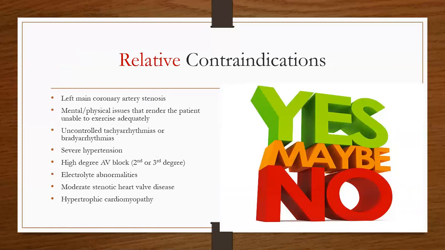Relative contraindications, these are your patients that the doctors are kind of on the fence about, in which they'll have to weigh the risk versus the benefit. And these are your patients that have left main coronary artery stenosis, mental or physical issues that render the patient unable to exercise adequately, uncontrolled tachyarrhythmias or bradyarrhythmias, severe hypertension, high degree AV blocks, such as your second or third degree blocks, electrolyte abnormalities, moderate stenotic heart valve disease, or hypertrophic cardiomyopathy.